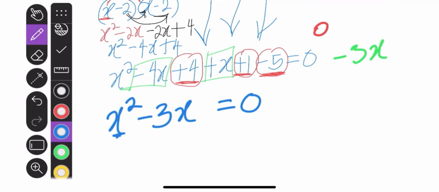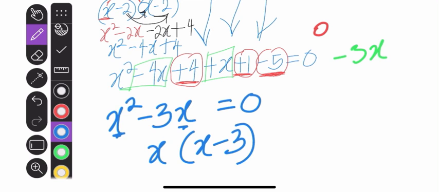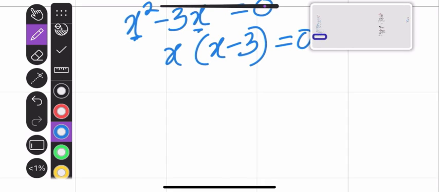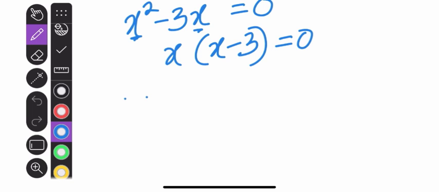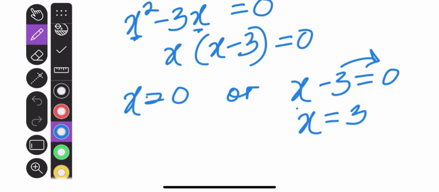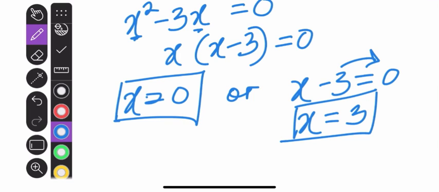Then what's the next step? We notice x is common, right? So bring out x, then we have x times x minus 3 equal 0. Then what should we do next? By quadratic, this is x equals 0 or x minus 3 equal 0. So this x minus 3, we can write as x equals positive 3, when 3 moves to the other side. So our solution is x equal 3 or x equals 0.